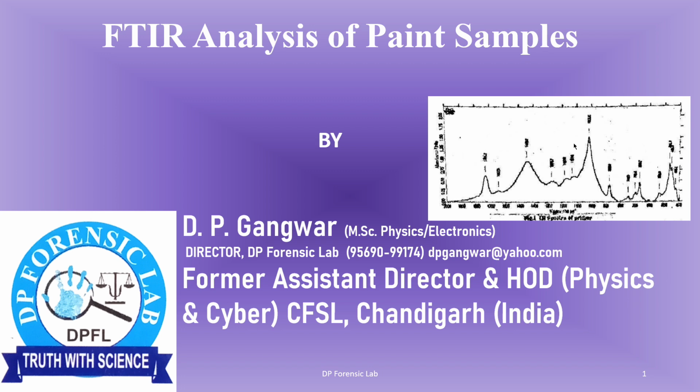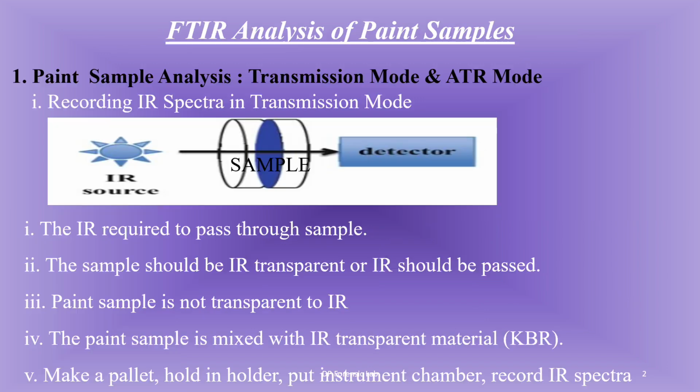Paint samples generally come to the laboratory in powder form. There are various methods to record the IR spectra, like transmission mode or ATR mode. Every technique has some advantages and disadvantages. In today's video, I will discuss the transmission mode. In the transmission mode, the IR is required to pass through the sample.